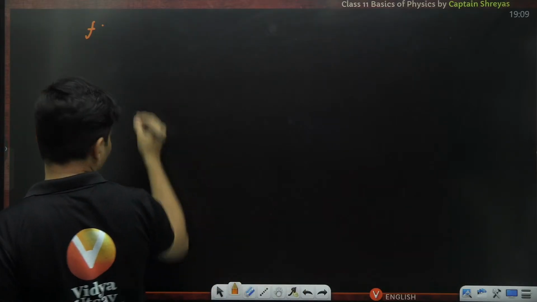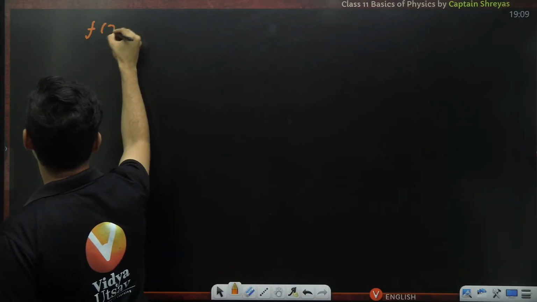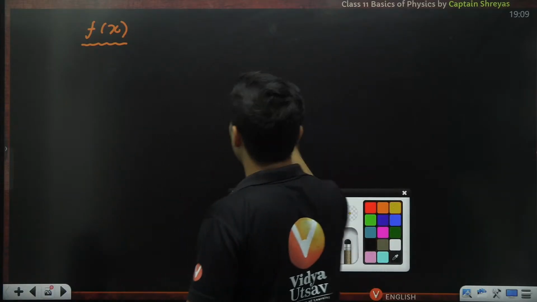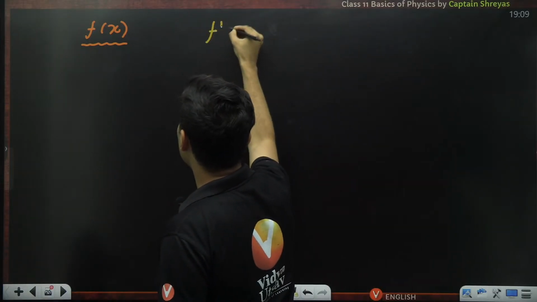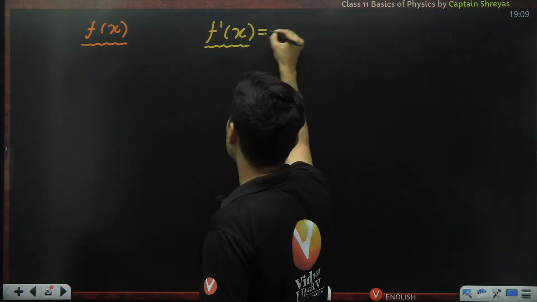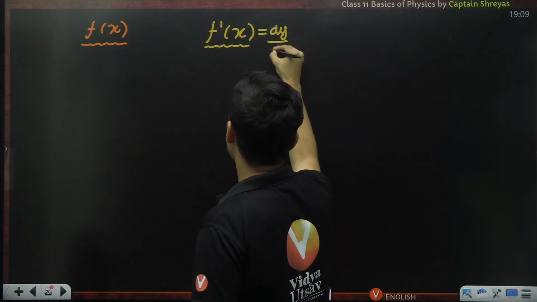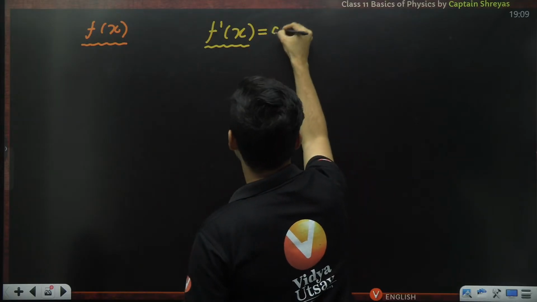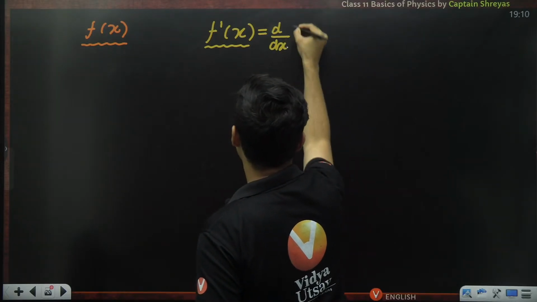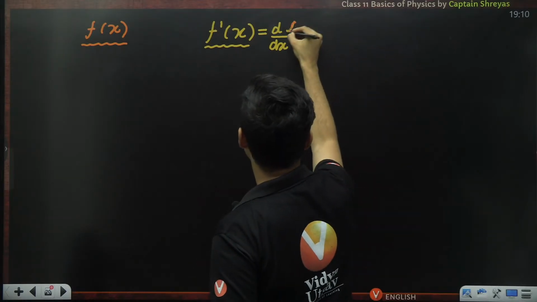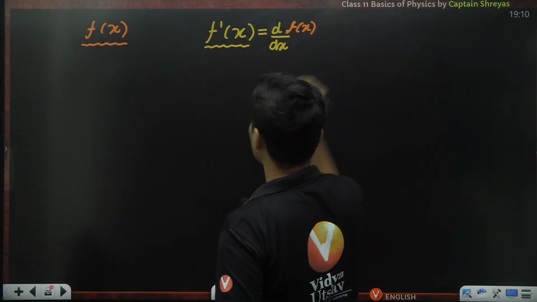So on one side, let me put the function. And on the other side, I'll put the derivative of it, meaning f dash of it, which is basically dy by dx. Which is nothing but the derivative of that particular function.